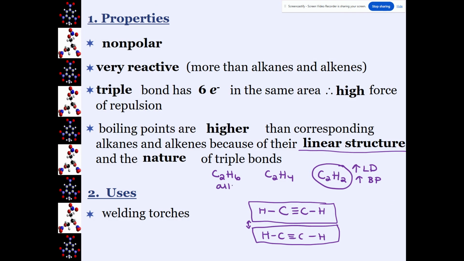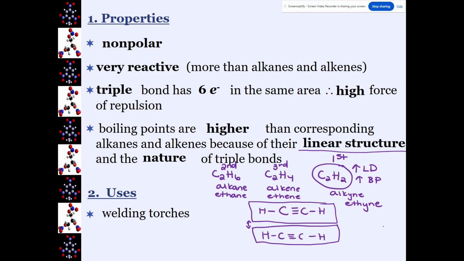So this was my alkane, this was my alkene, this is my alkyne. And if I were to name them, this one would be called ethane. This one would be ethene. And this one is called ethyne. Okay? So the highest boiling point would be the ethyne. Then the ethane. And lastly, the ethene.